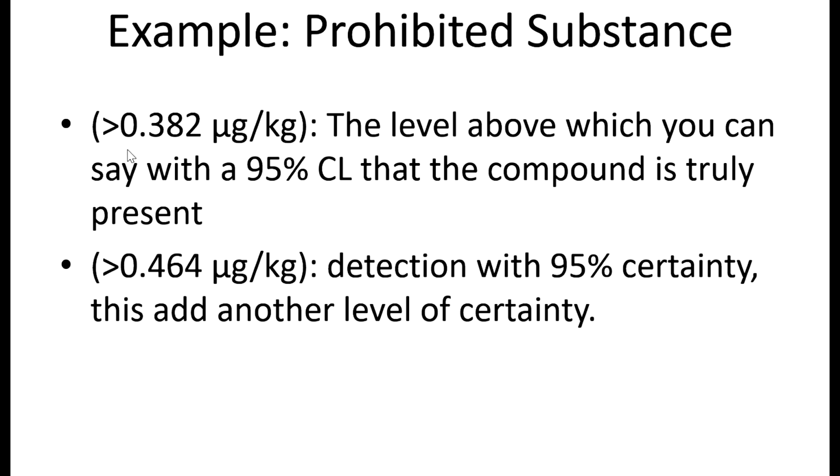So, an example here. You found a value higher than 0.382 microgram per kilogram, the level above which you can say with 95% confidence that the compound is truly present. So the CC alpha, the decision limit, means you decide that the compound is present in the sample. But higher than 0.464, you have 95% confident detection with a 95% certainty. This adds another level of certainty, and this becomes your maximum limit, the maximum residual limit or minimum required performance limit, for your instrument and, in your case, for this target analyte.